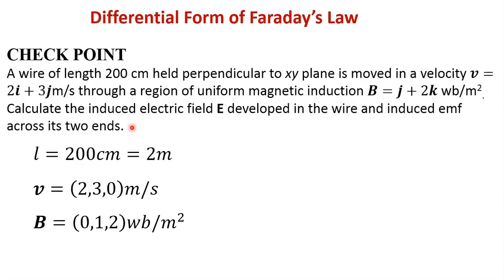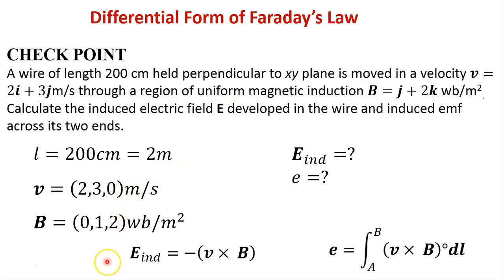Velocity components are 2, 3, 0 meter per second, and magnetic flux density is 0, 1, 2 Weber per meter square. Now what we have to find is E bar induced. Even though it appears as E bar, we are talking about induced E bar, and then we have to find the induced EMF across the two ends of this 2 meter long conductor.